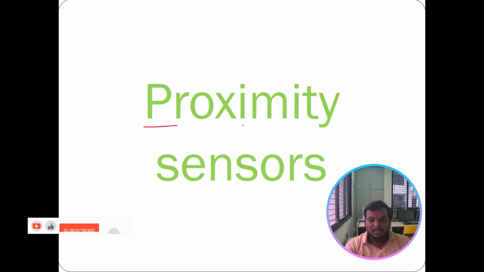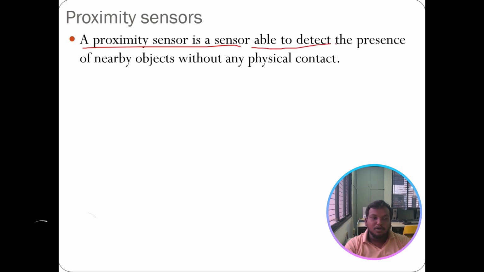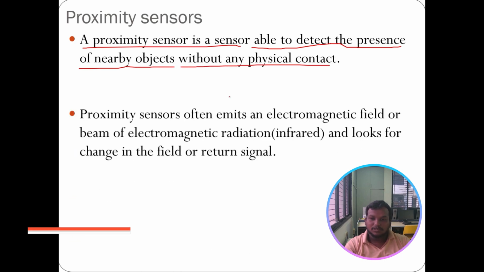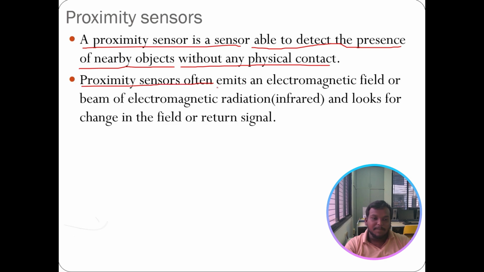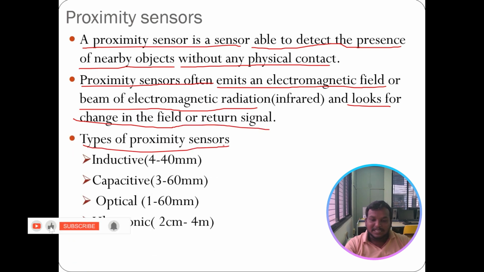Proximity sensors. What is it? A proximity sensor is a sensor able to detect the presence of nearby objects without any physical contact. The proximity sensor often emits an electromagnetic field or beam of electromagnetic radiation and looks for the change in field or return signals. The types of proximity sensor: first one is inductive sensor, capacitive sensor, optical sensors, and ultrasonic sensors.